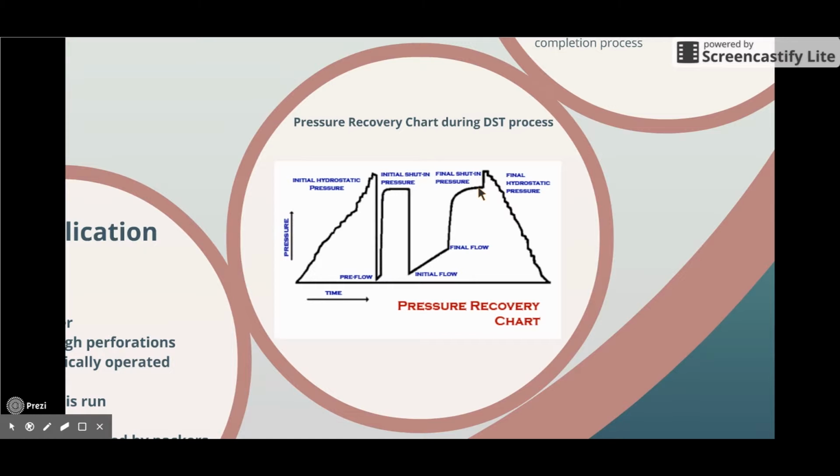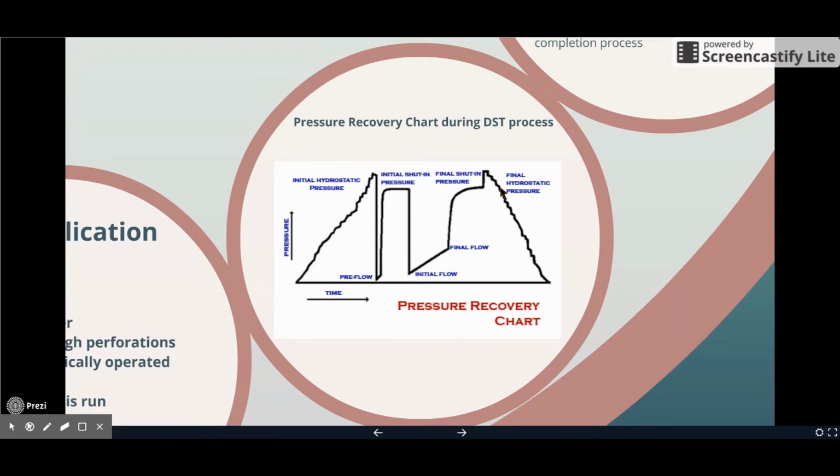The operation of pulling the DST string out of hole is started. The tester valve is shut in. The packer is released. The recorder reads the mud pressure due to the total mud column height. So the pressure is shown in the graph as the final hydrostatic pressure, which is equal to the initial hydrostatic pressure. So there is no mud loss above the packer during the test.